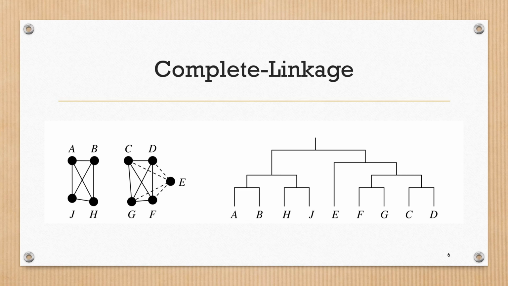Similarly, cluster AB and cluster JH are merged as cluster ABHJ. Because E is closer to cluster CDGF, E is merged with the cluster CDGF as cluster CDEFG. The remaining two clusters are merged to form one cluster.